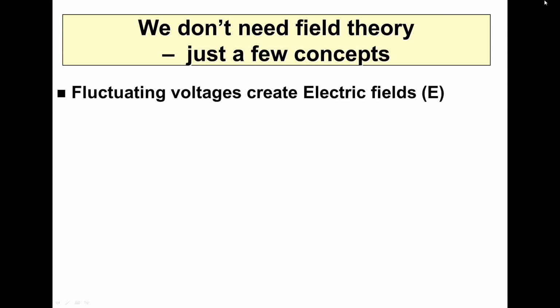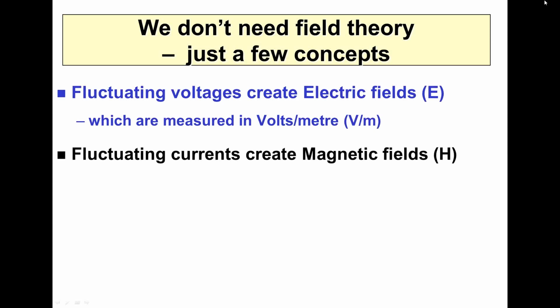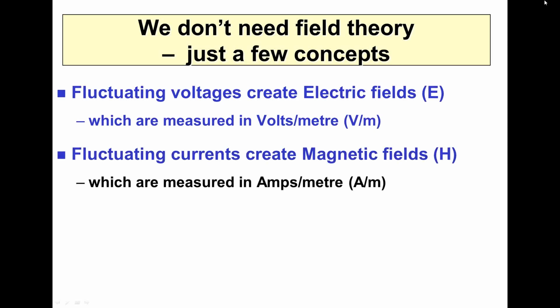A fluctuating voltage creates an electric field, and a fluctuating current creates a magnetic field, which we call H. We measure electric fields in volts per meter, magnetic fields in amps per meter. At low frequencies, people sometimes measure magnetic fields in Tesla or Gauss or lines per centimeter or something like that. But in radio frequencies, in EMC work, we're almost always working in amps per meter.